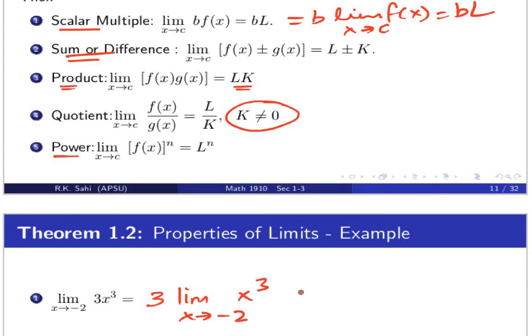Now remember, this was one of our basic limits. As this is a nice little polynomial, we are just going to apply minus 2 in place of x and raise it to 3. So it's 3 times (minus 2) to the power 3, which is 3 times minus 8, which is minus 24.